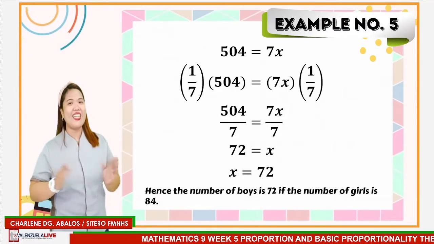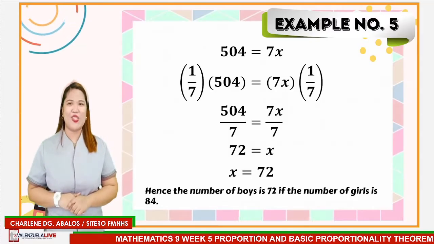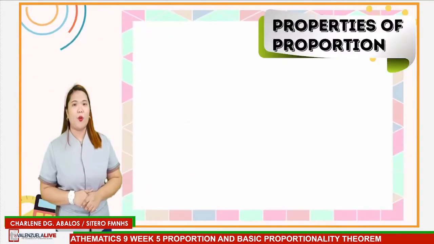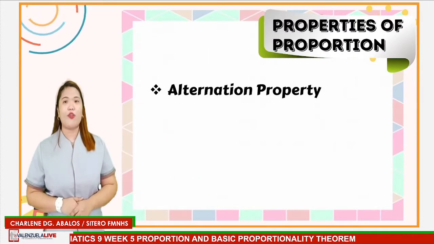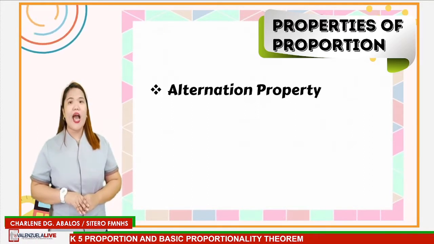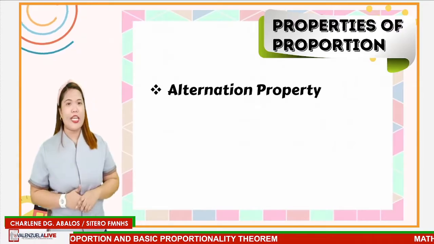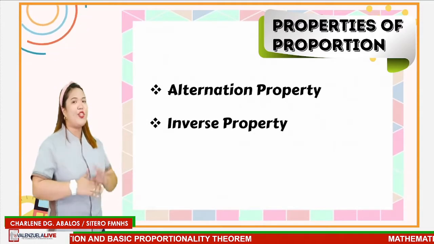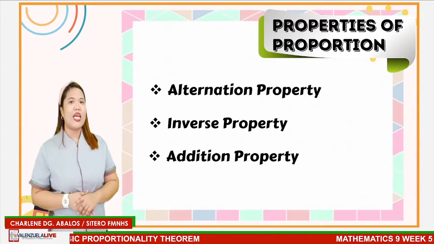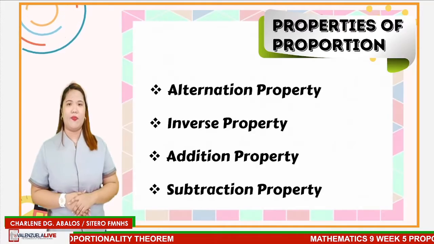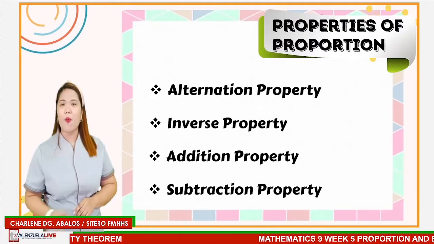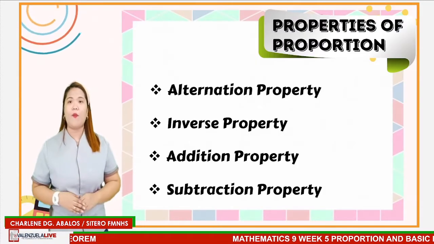Did you understand? I hope so. As additional information, there are properties of proportion that can be used to solve for the value of the variable aside from the fundamental law of proportion. We have the alternation property, inverse property, addition property, and subtraction property. Let's have these examples and apply other properties to check if we will come up with the same answer.